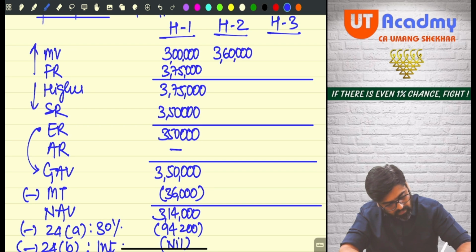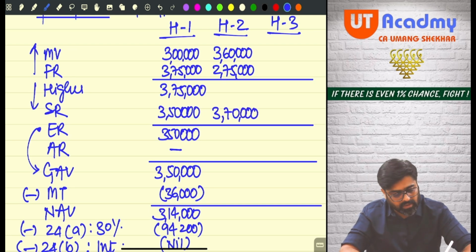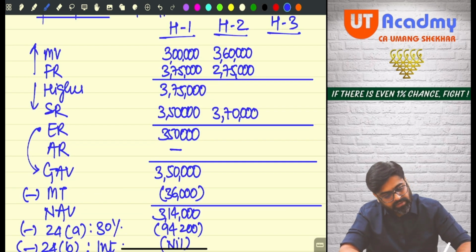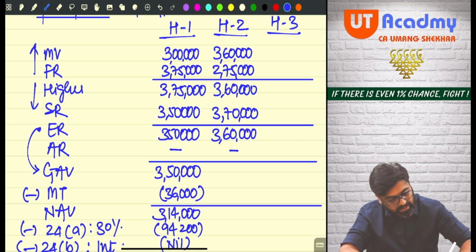360, 275 and 370. Please check the amounts. Amounts are correct, no? 360, 275 and 370. Yes, correct. Now whichever is higher, 3 lakh 60. 3 lakh 60 or 370, whichever is lower, 3 lakh 60. Can I say here my GAV will be 3 lakh 60?